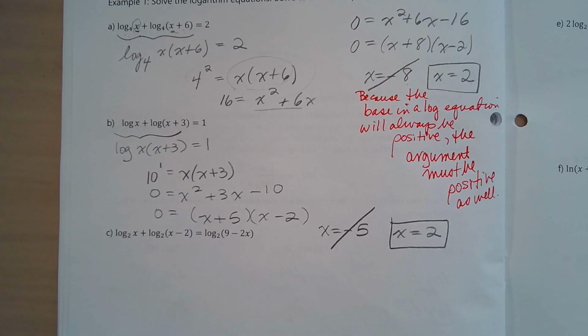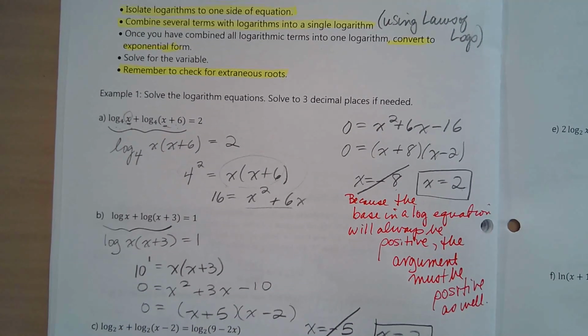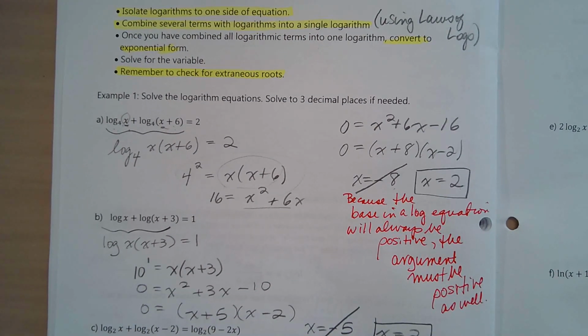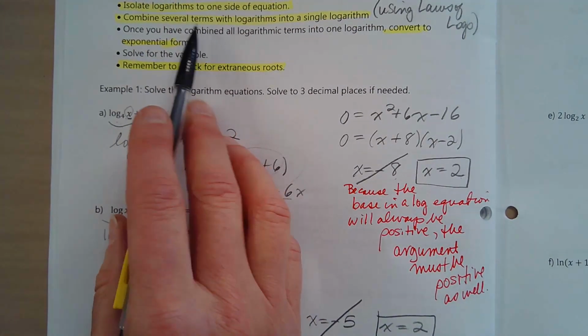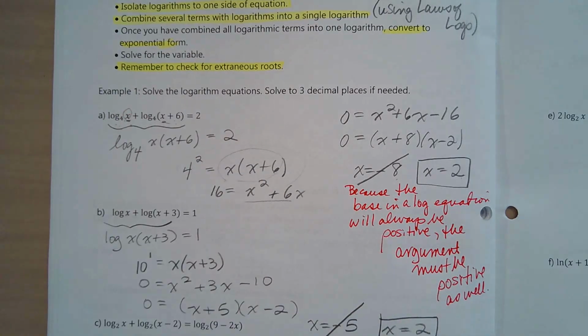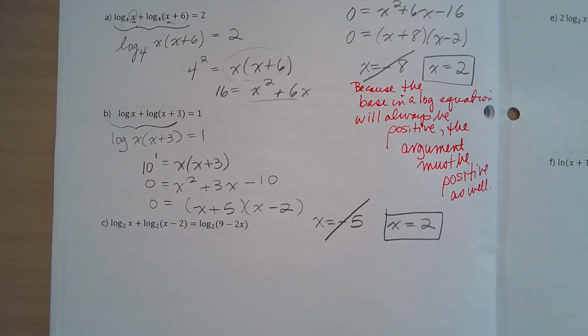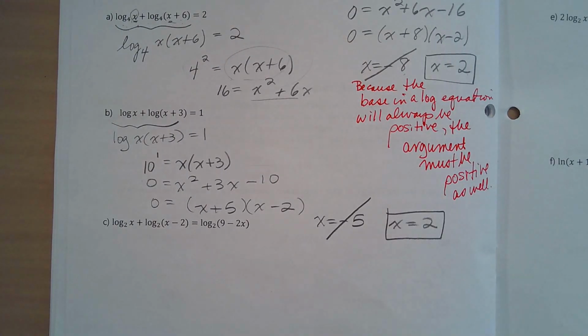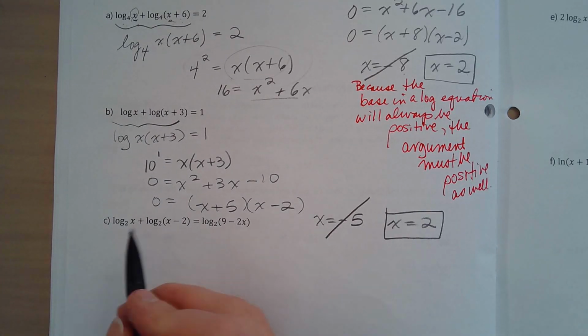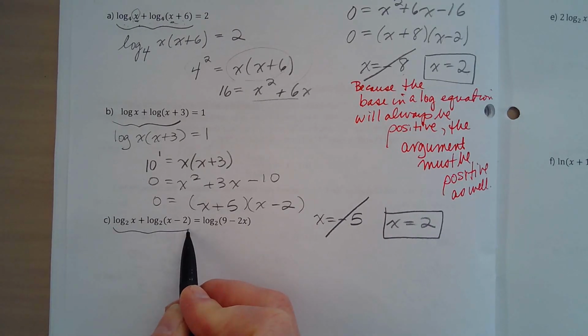The next one now, I think I should have changed the bullet points, because it says isolate logarithms to one side of the equation. This is an example where that's not necessarily true. I have 3 logs in this equation, 2 on the left, 1 on the right. I'm going to show you that instead of pulling them all to one side, as long as they're the same base, you can end up with a log on each side. Because look what happens. I have 2 that I can combine into 1. Agreed?